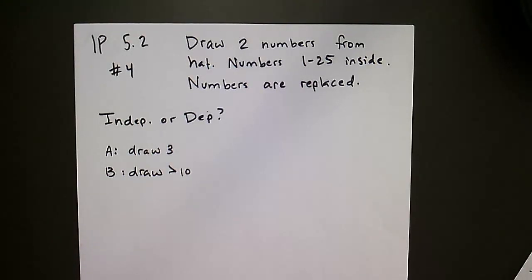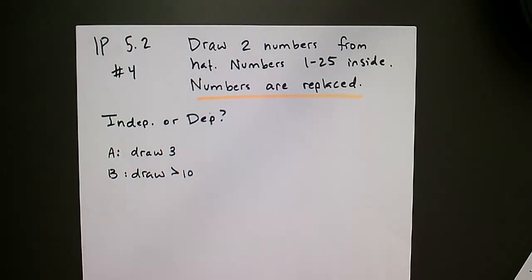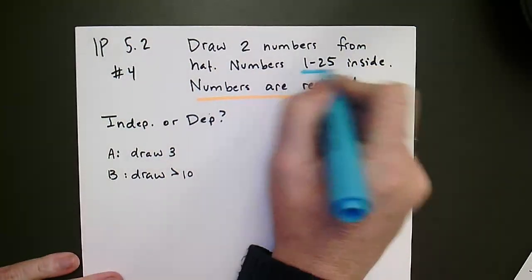All right, we are looking at independent practice 5-2. The scenario here is that we are drawing two numbers from a hat. So there's numbers 1 through 25 inside the hat. And this part is really important: the numbers are replaced. Okay? So we got 1 to 25 in the hat. They're going to get replaced.